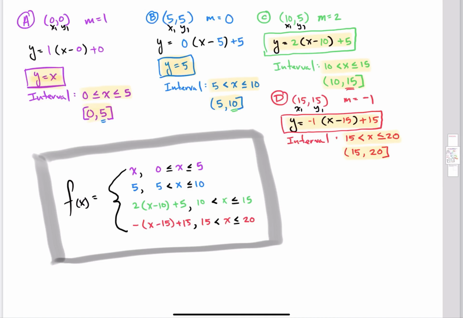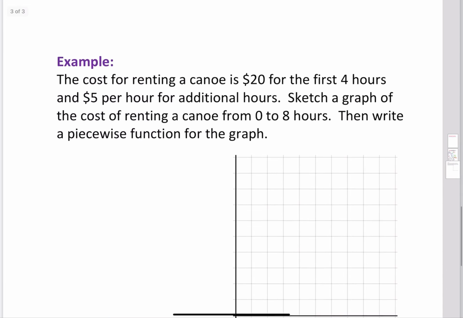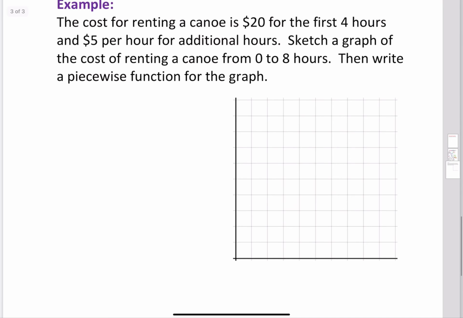All right, let's go ahead and take a look at one more as a quick example here. So in this case, they gave us a problem. It says the cost of renting a canoe is $20 for the first 4 hours and then $5 per hour for additional hours. So we want to sketch out the graph for the cost of renting a canoe from 0 to 8 hours, and then we're going to write out this piecewise function.